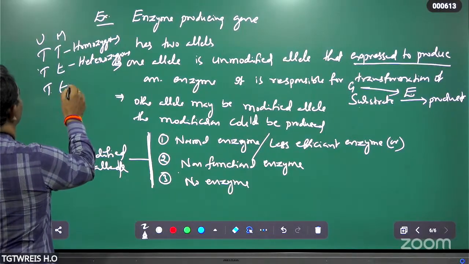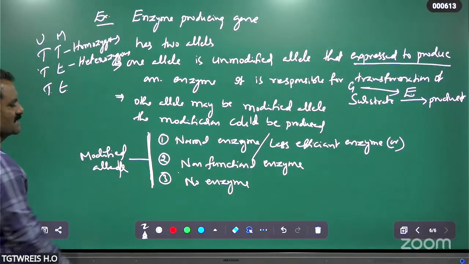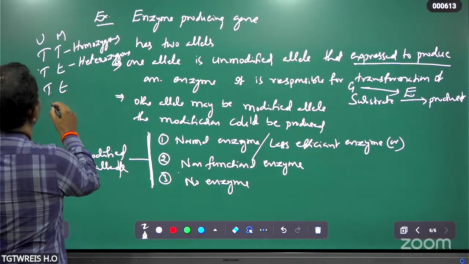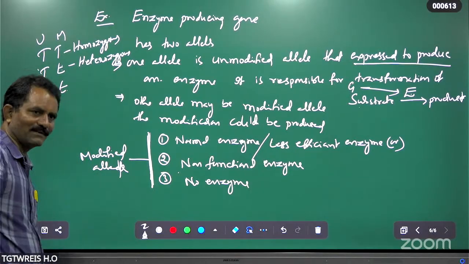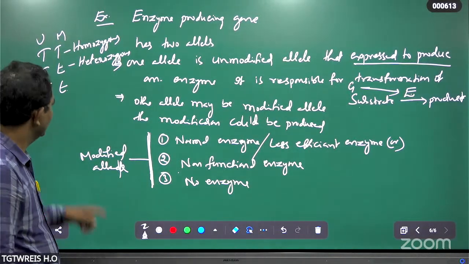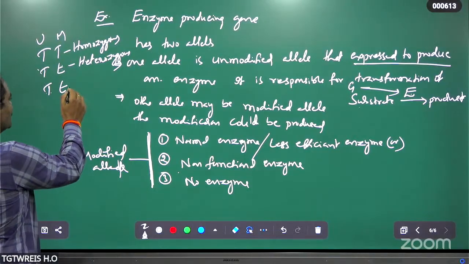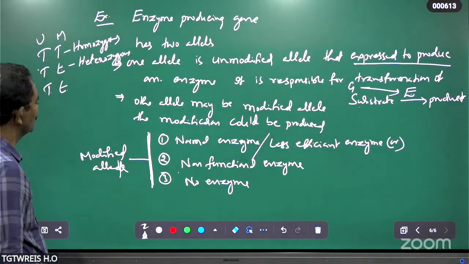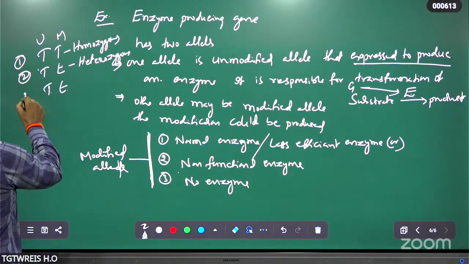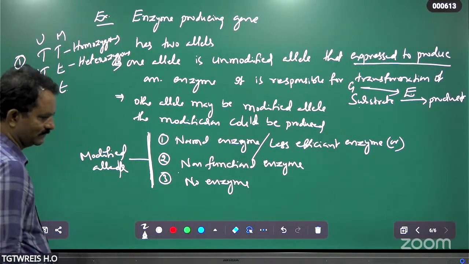In third condition, no enzyme. Here also, this is unmodified allele and this is the modified allele. In this condition also, unmodified allele is responsible for the production of the enzyme. Modified allele does not express. It is the first condition, the second condition, the third condition.